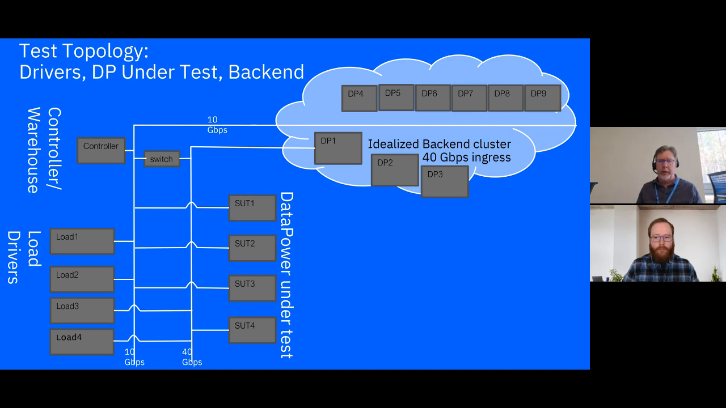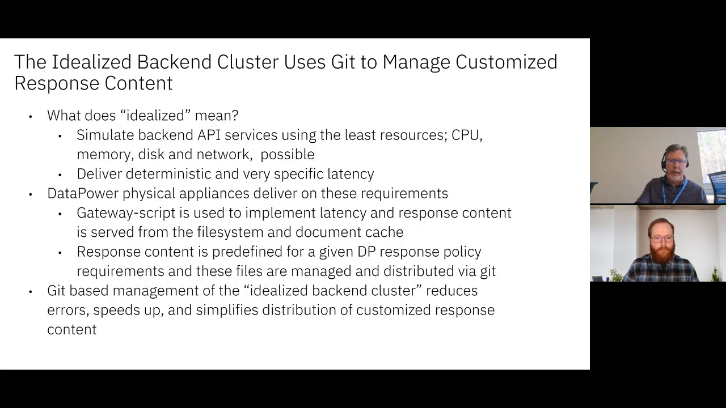We use GitOps to manage the application domain on those appliances. And the demonstration I'll take you through uses several of those specific machines. What does idealized mean? What we're trying to do in this application domain, again, it does run on DataPower appliances, we're trying to be able to offer very specific latency boundaries, and in combination with very low resource utilization.